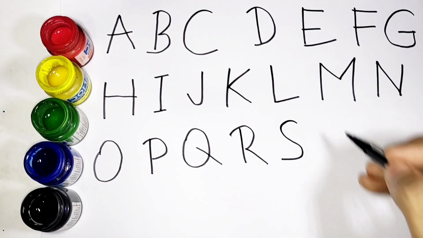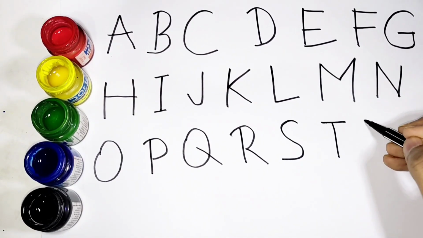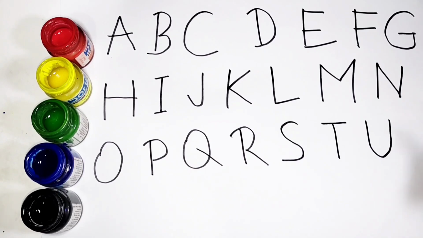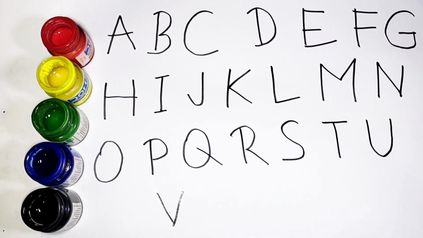S for sun. The alphabet T. The next one is U. And now we draw the alphabet V. V for vanilla.